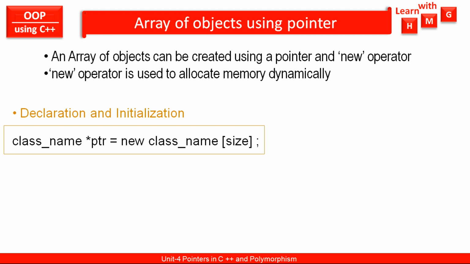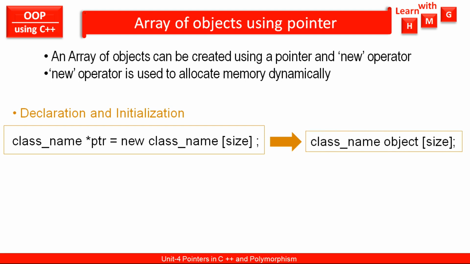So let us see how the same thing we were doing using a simple array of objects. A simple array of objects is created like this: class name, object, and the square brackets with size. The same task, the same operation is performed here on the right side using the new operator and the pointer.